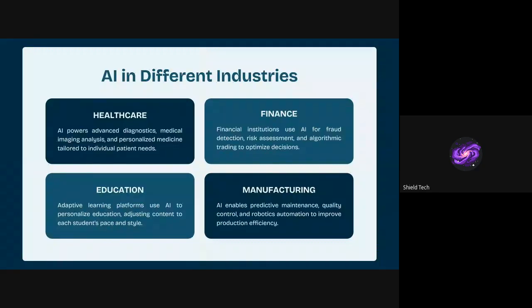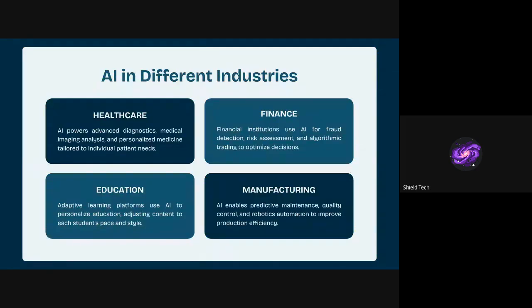Now in education, adaptive learning platforms use AI to personalize education, adjusting content to each student's pace and style. For e-learners, you all see what is going on. You go on a particular course and the system selects the course and content that you like. Maybe if you have been following network security, for instance, most of what the system suggests for you will be on security. After network, it could be operating systems and all of that.